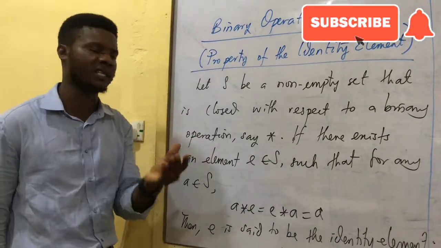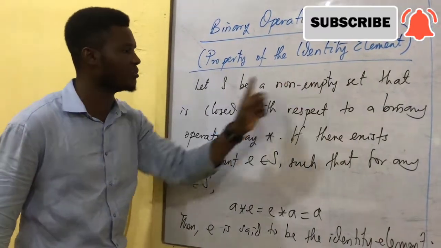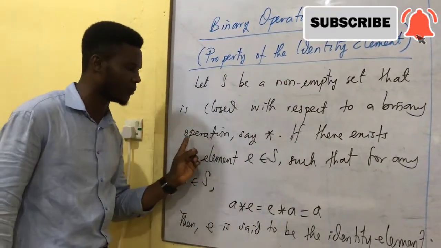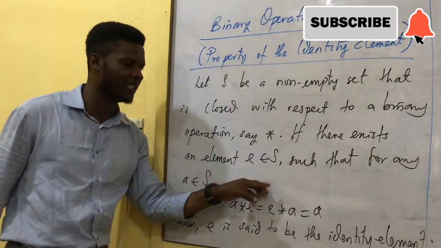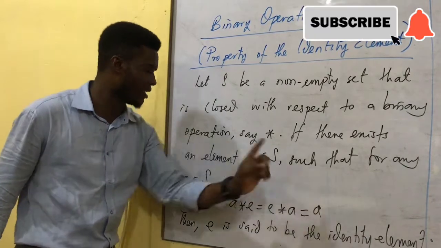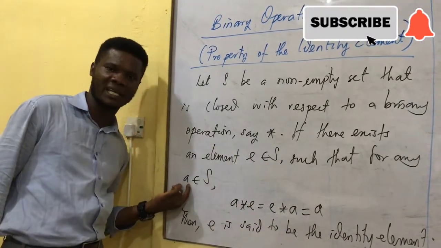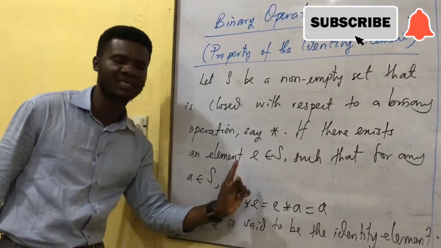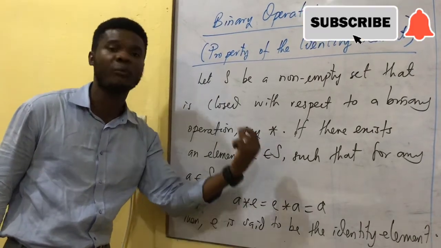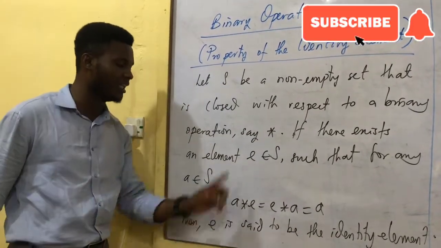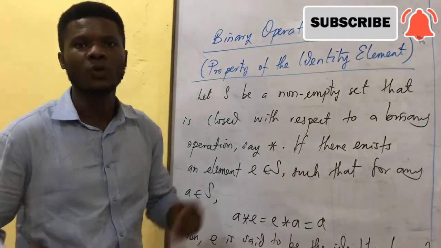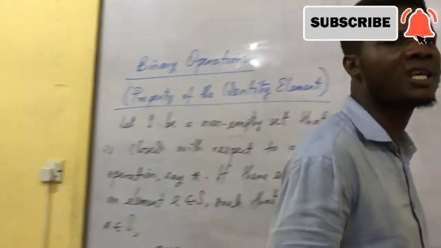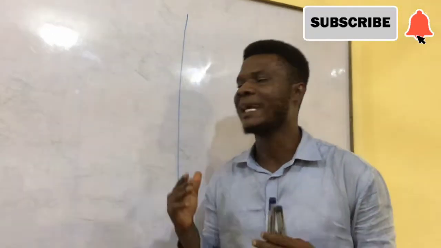So let's go over it again. Let S be a non-empty set that is closed with respect to a binary operation, say asterisk, if there exists an element E that is a member of S, such that for any element A that is a member of S, A asterisk E will give you E asterisk A, producing A. Then E is certainly the identity element. Okay? So let's see how questions are solved using the identity element.